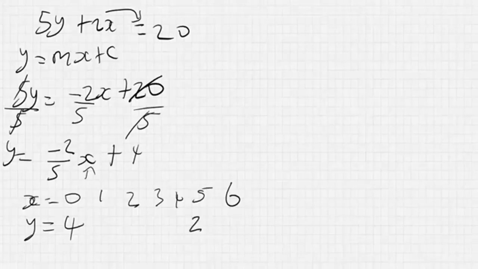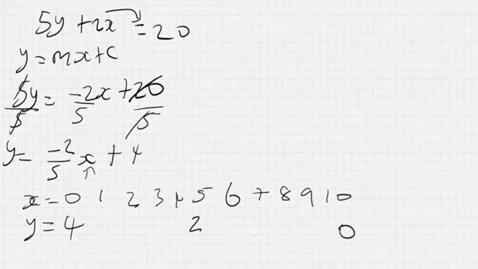When you plug in 6, you still have a fraction. When you plug in 7, 8, and 9, you still have fractions. Now let's extend this to 10. When you plug in 10, we're going to have -2 times 10, that's -20. -20 divided by 5 is -4. -4 plus 4 gives us 0. So that means we are working with 3 points for this graph.